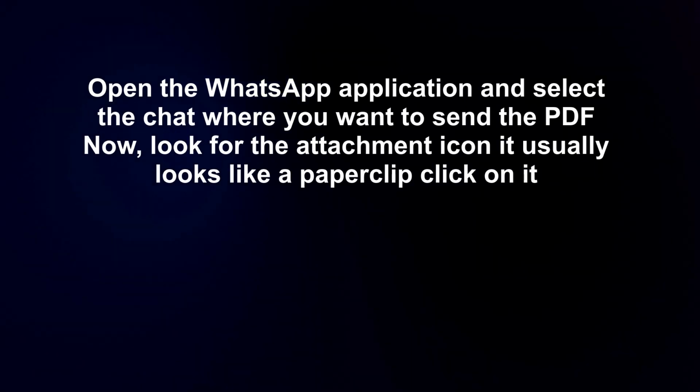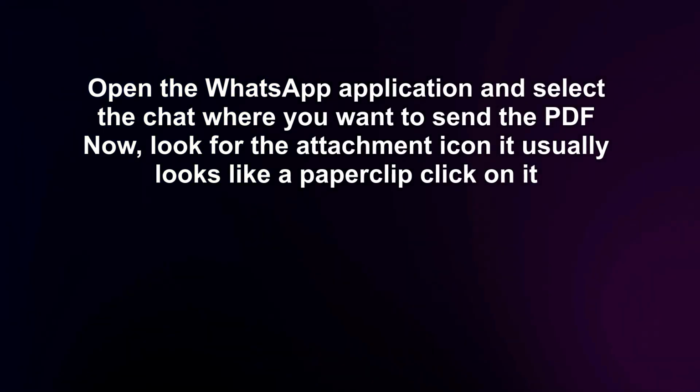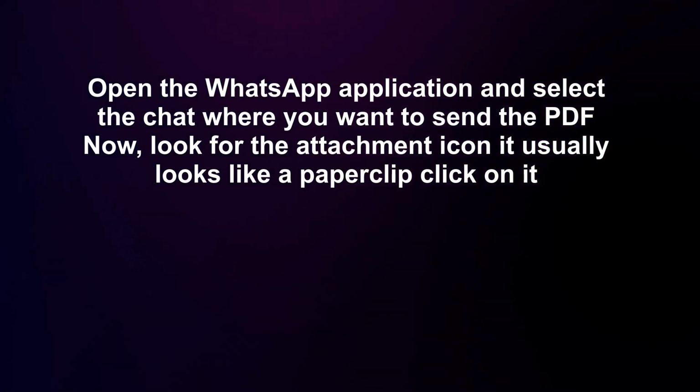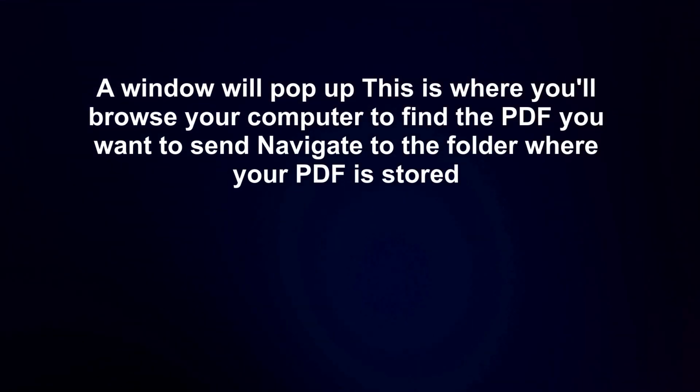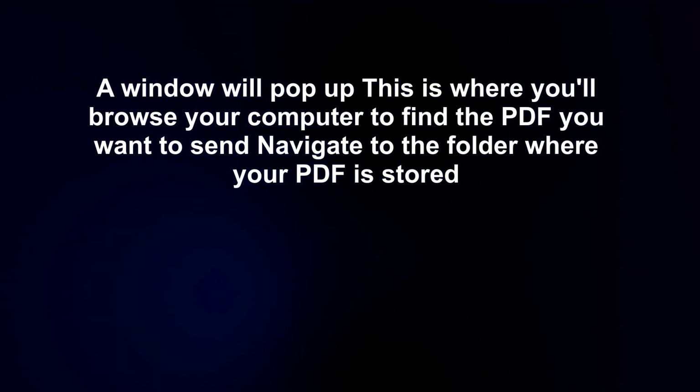Open the WhatsApp application and select the chat where you want to send the PDF. Now, look for the attachment icon. It usually looks like a paperclip. Click on it. A window will pop up. This is where you'll browse your computer to find the PDF you want to send.